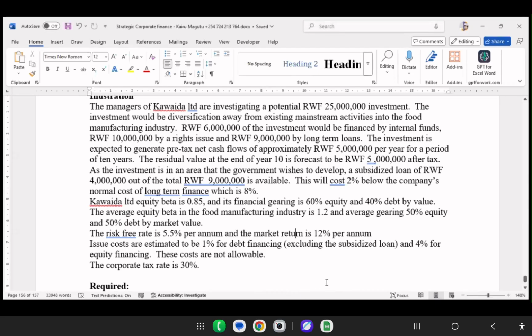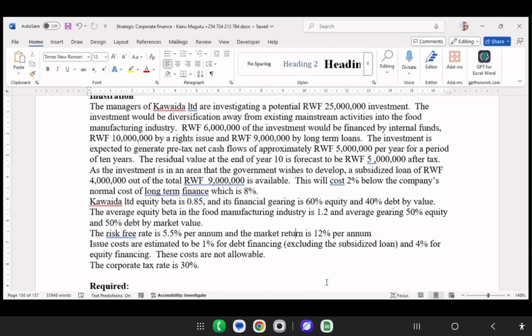If I could read through it very fast, the question reads: the managers of Kawaida Limited are investigating a potential Rwandan francs 25 million investment. The investment would be diversification away from existing mainstream activity into the food manufacturing industry. Rwandan francs 6 million would be financed by internal funds. Remember, we require 25 million. So 6 million will be financed using internal funds, 10 million by rights issue, and 9 million by long-term loan. So in total, 6 plus 10 plus 9 is 25 investment.